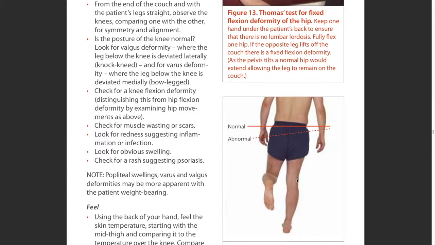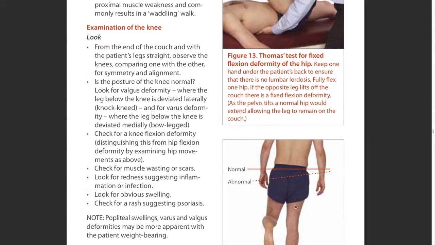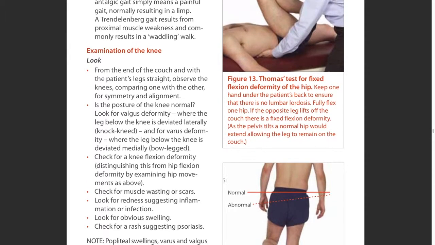An easy way to remember the difference between valgus and varus is that valgus, V-A-L-G-U-S, the G in valgus stands for gum or glue. So when I think of valgus and varus, I think of the knee, and then valgus is when the knees are glued together. So the angle is like this, and in varus deformity, it will be the opposite. Little tip here.